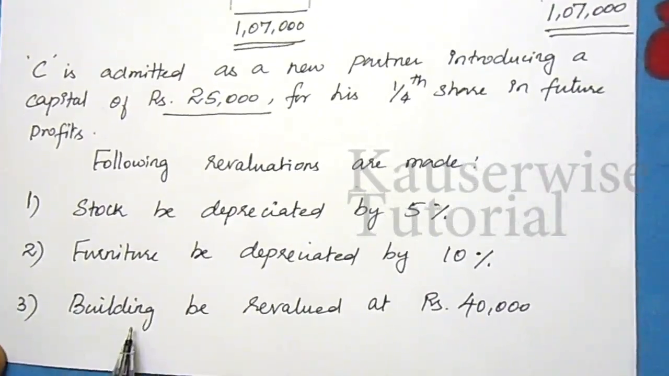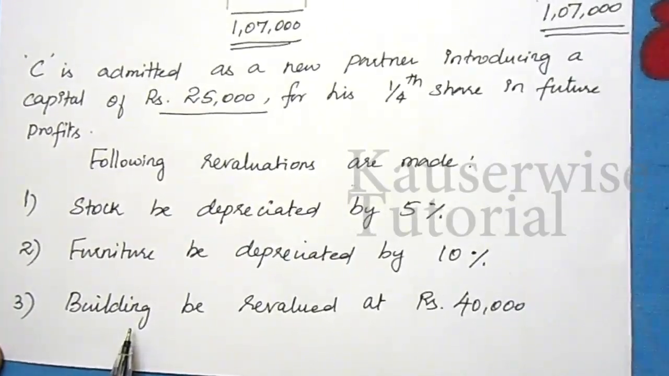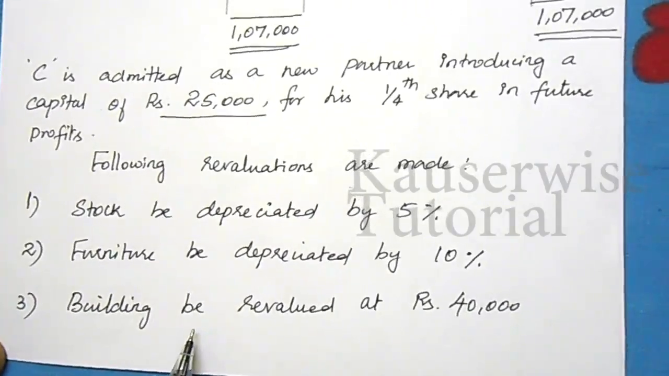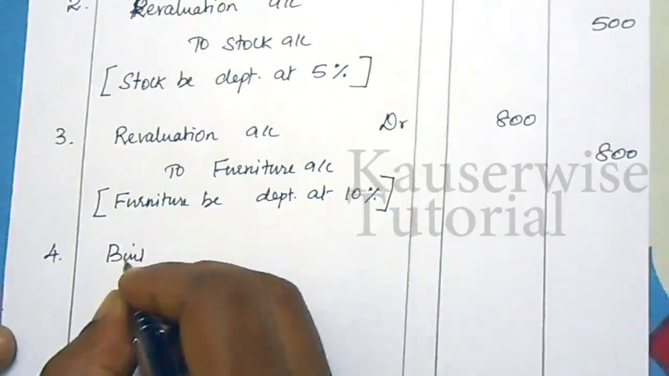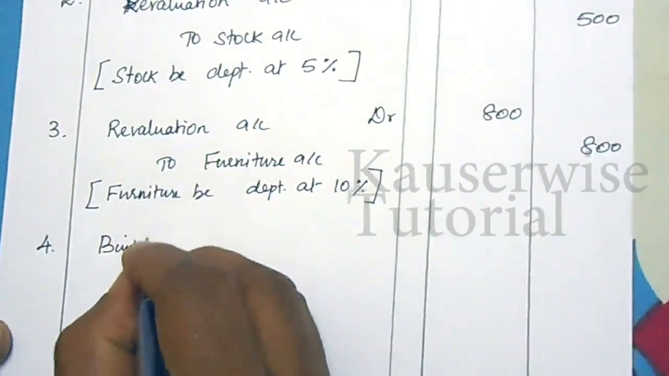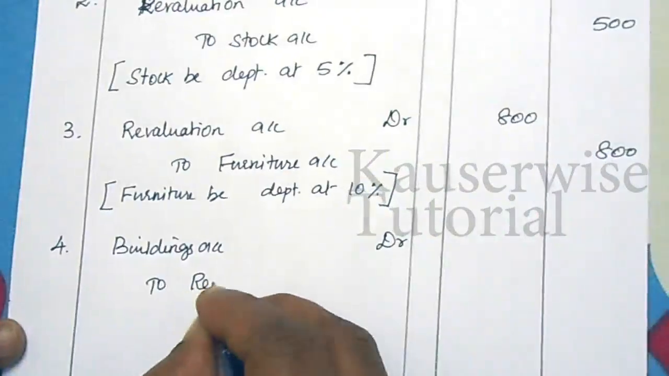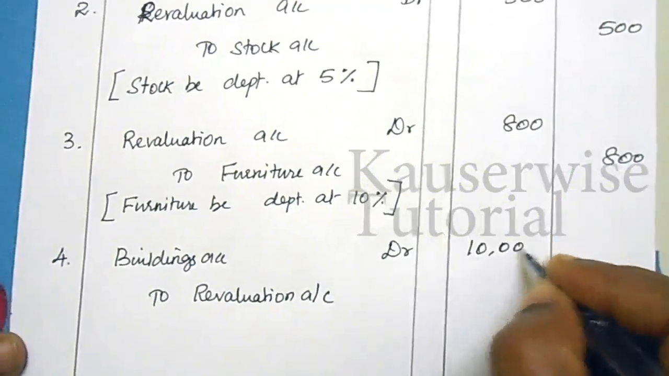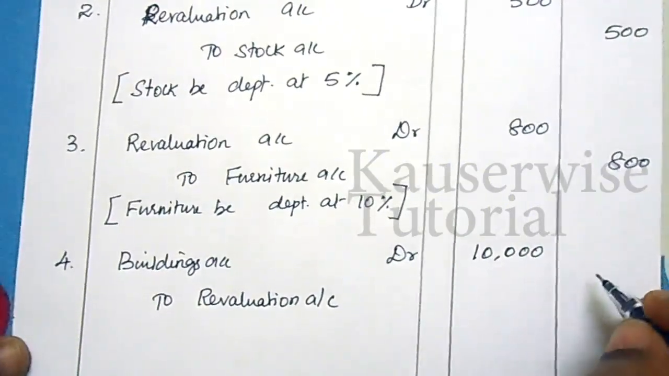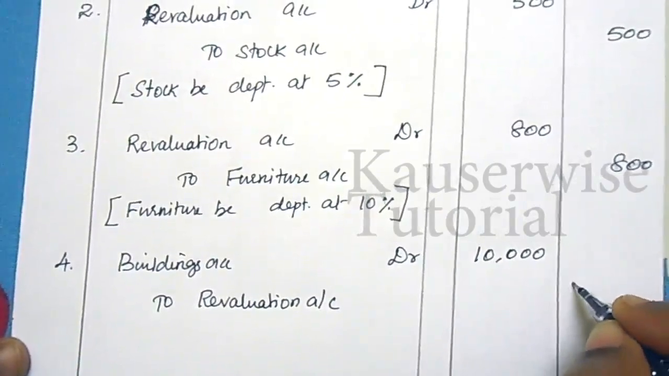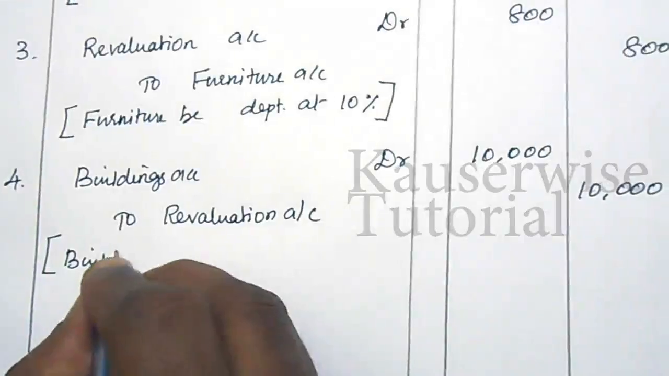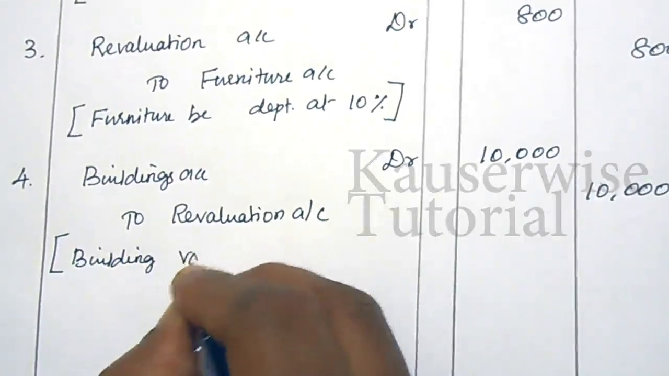Building is an asset, and all assets have debit balances. When the asset value increases, you have to debit the particular asset. Building account debit to revaluation account. How much? The difference is 10,000: old value 30,000, revised value 40,000. Narration: Building value increased.